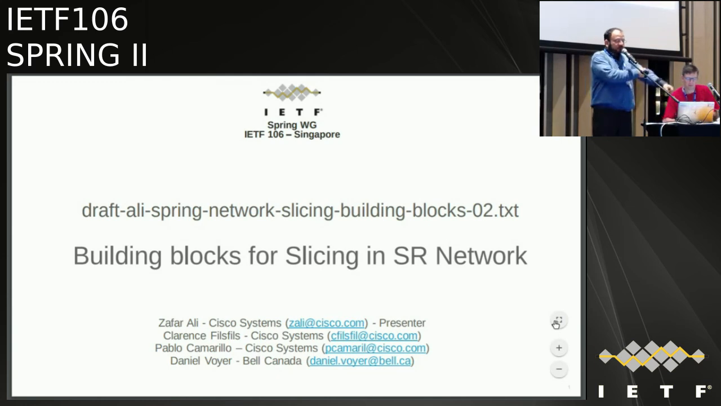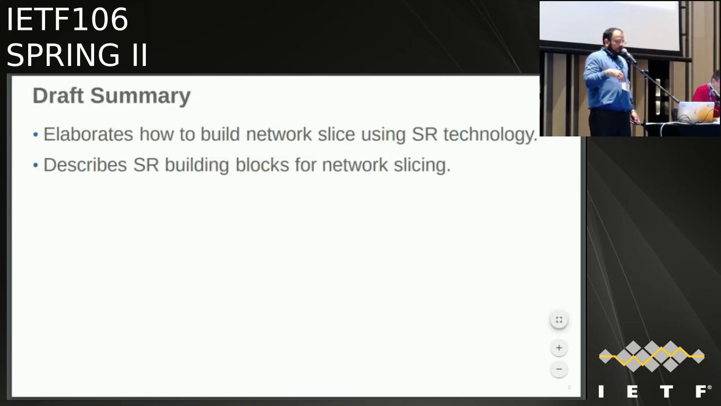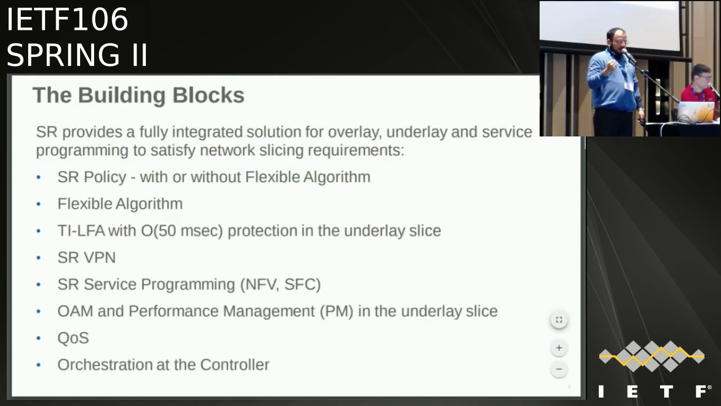So the objective of this draft is to start by outlining the building blocks for slicing that already exist in SR networks, and then see the gaps and how we can address those gaps. So this elaborates what the building blocks are and how we can use them for network slicing. Here's an initial list.